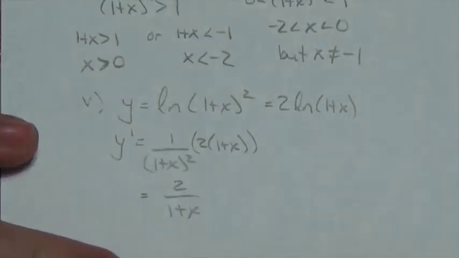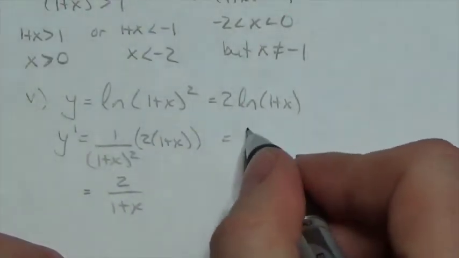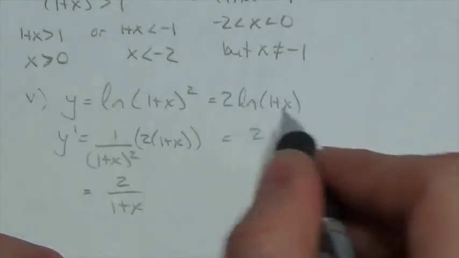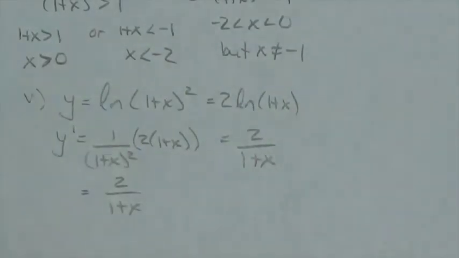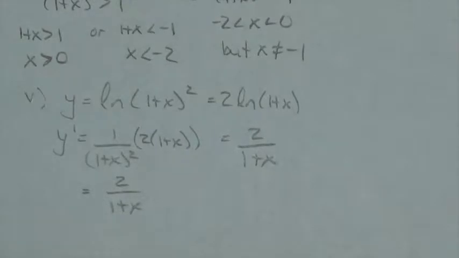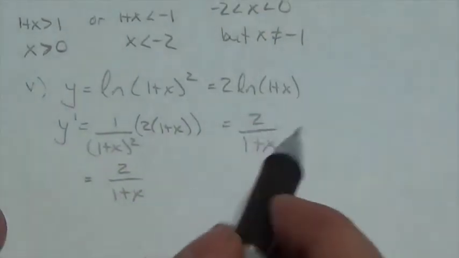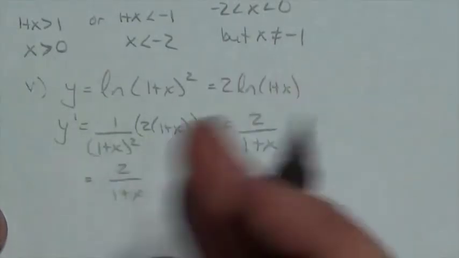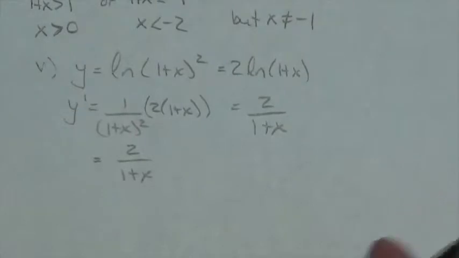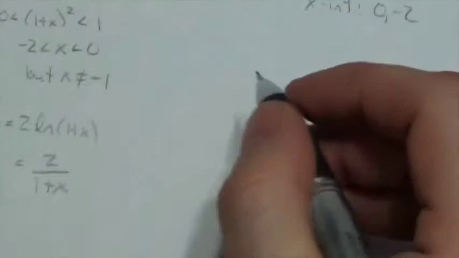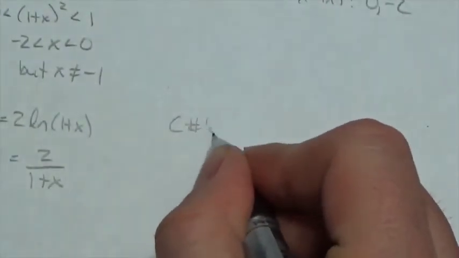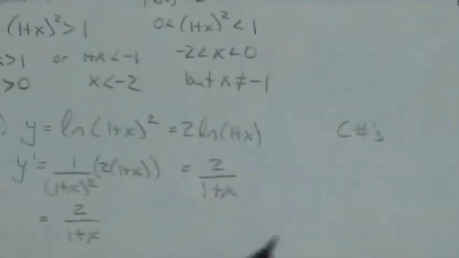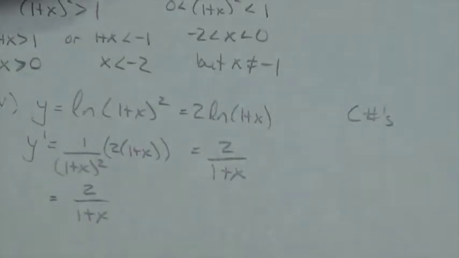There's my derivative. Or I'm simply going to write 2 for that leading coefficient, and then the derivative of the natural log would be 1 over 1 plus x. So either way, I'm getting the exact same value here. So it might be easier to apply the laws of logarithms first before you take the derivative. Okay, now let's talk about critical numbers. My critical numbers are going to occur where the first derivative is either 0 or undefined in the domain of the function.